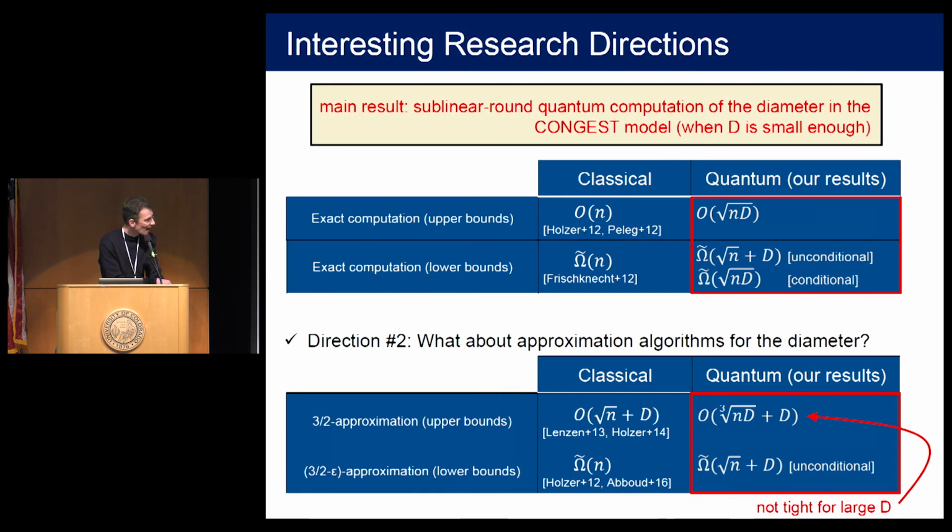But when d is large, this gives a worse bound. So this upper bound is not really tight when d is large. So it should be possible to improve it. So it's an interesting research direction.